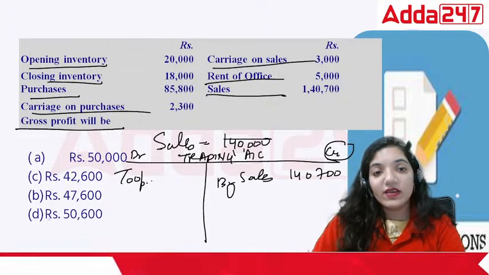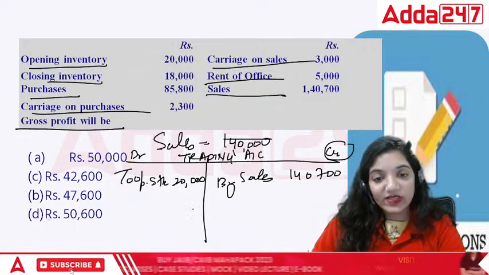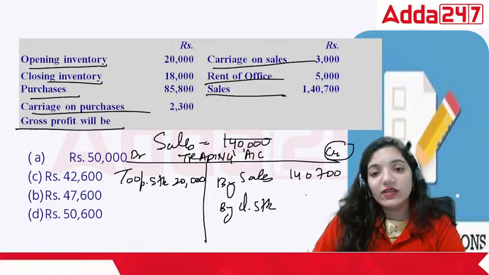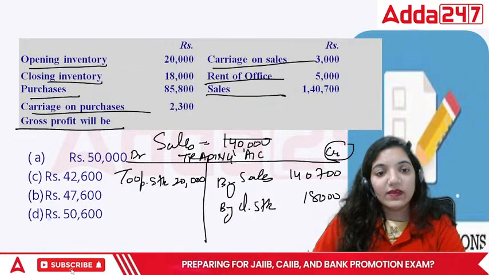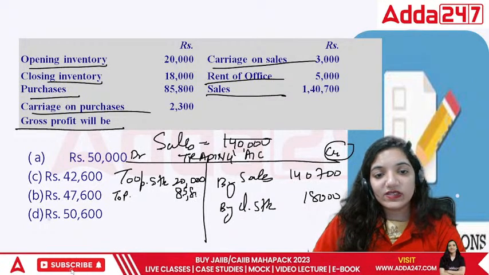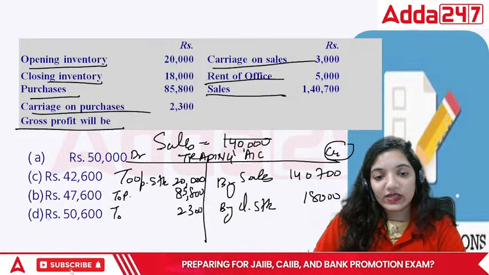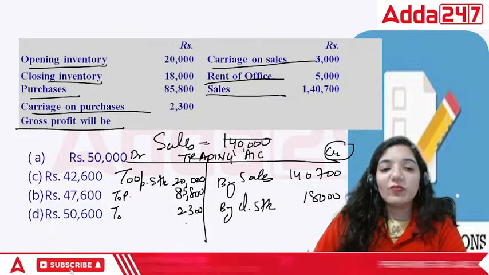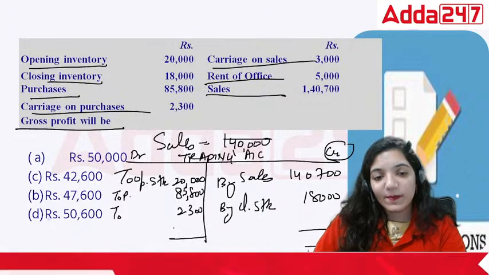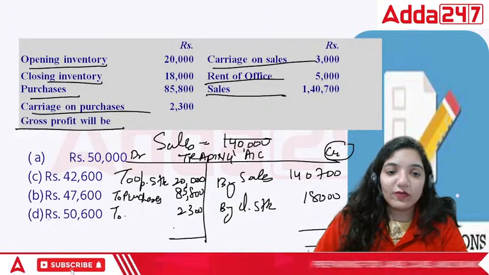To opening stock is 20,000. So in this case, there is a closing stock that is still left. That means not everything is sold. It is 18,000. Then purchases. The purchases are 85,800. The goods that are purchased, the carriage is 2,300. So this is what we are picking up. So what would be the ultimate profit or loss? More or less, I believe we have got good money.